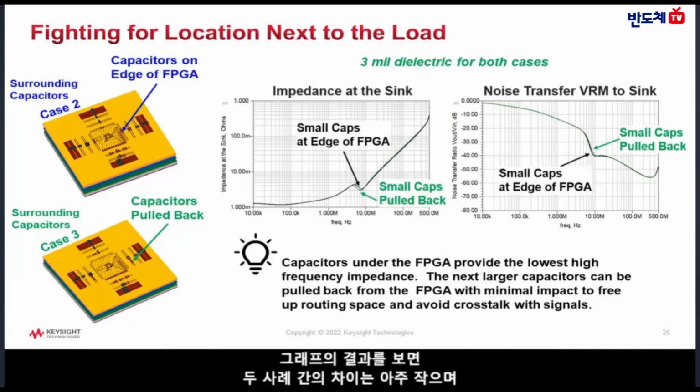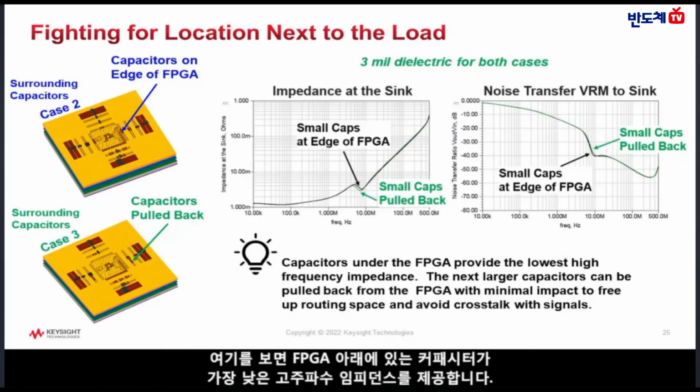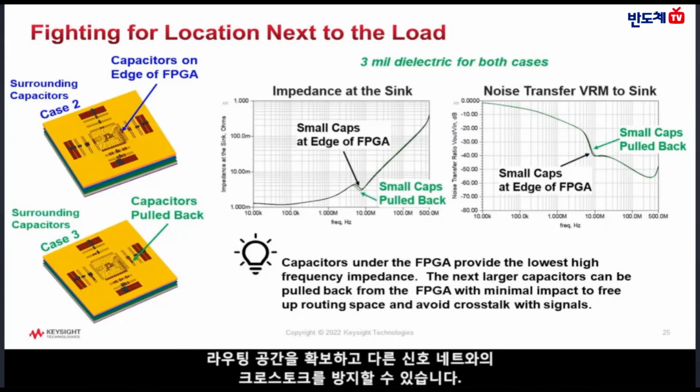The result, shown in the graphs, shows very little difference between the two cases, just a slight shift at one of the minor resonant peaks. Here we see that the capacitors under the FPGA provide the lowest high-frequency impedance. The next larger capacitors can be pulled back from the FPGA with minimal impact to free up routing space and avoid crosstalk with the other signal nets.